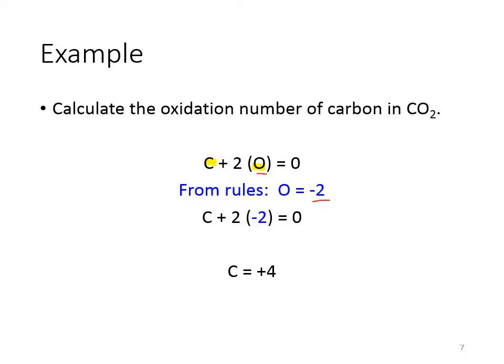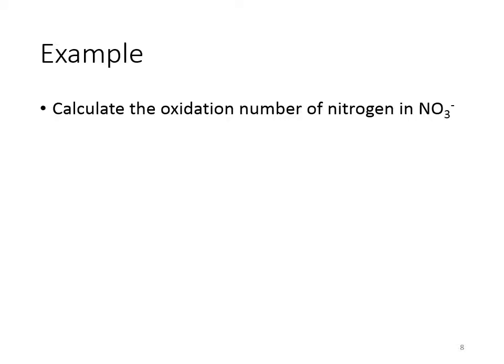Right, so that's one example. Let's take a look at another. My next example is going to be a polyatomic ion. We're going to calculate the oxidation number of the element nitrogen in the polyatomic ion nitrate. It's a little small, but if you look in the upper corner here, notice the negative charge.